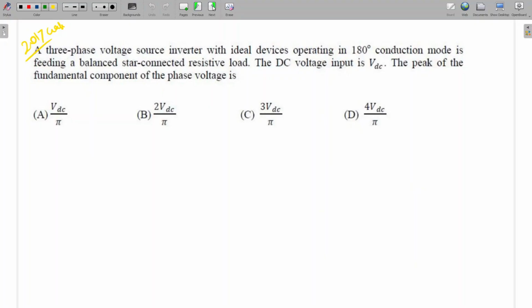Okay, so this is the next question. I have already given some Fourier analysis of all the converters. What they are asking here: a three-phase voltage source inverter with ideal devices in 180 degree conduction mode is feeding a balanced star resistive load. The peak value of the fundamental component of the phase voltage is... VDC.